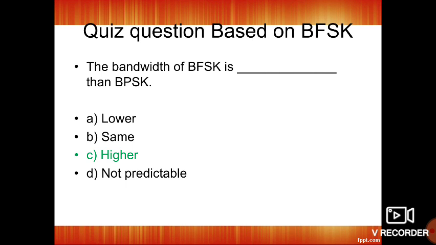So we have one quiz question here. The bandwidth of the BFSK system is dash than the BPSK system. We know that the bandwidth of BFSK is always higher, and that of BPSK is always lower. So BFSK is higher than BPSK.